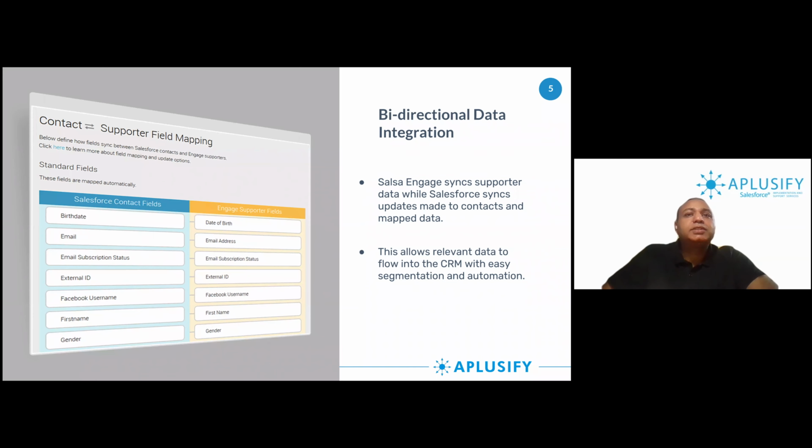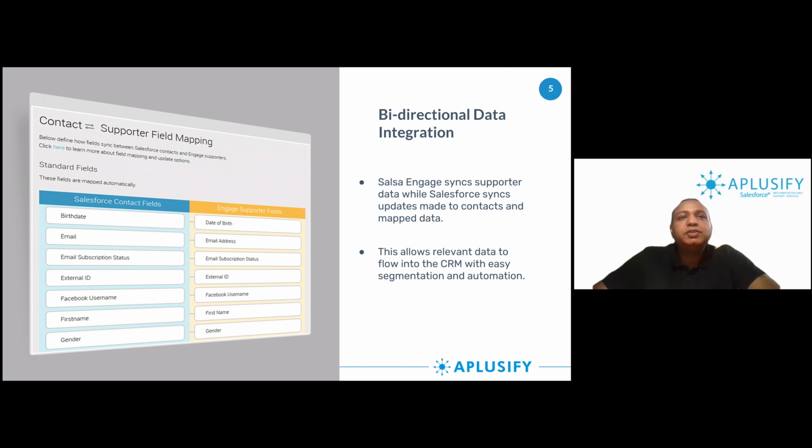Salsa Engage, unlike other platforms, does a very seamless integration with Salesforce. As Rachel pointed out in the previous slide, you have mappings between these two different systems. You have Salesforce CRM, you have Engage. And as you can see, you have all these contact fields in Salesforce, which map to the Engage supporter fields. When you are integrating two systems, it's the flow of data between both these systems. Your contact records will flow into the Engage supporter fields, and anything that gets updated in the Engage supporter fields will flow into Salesforce.